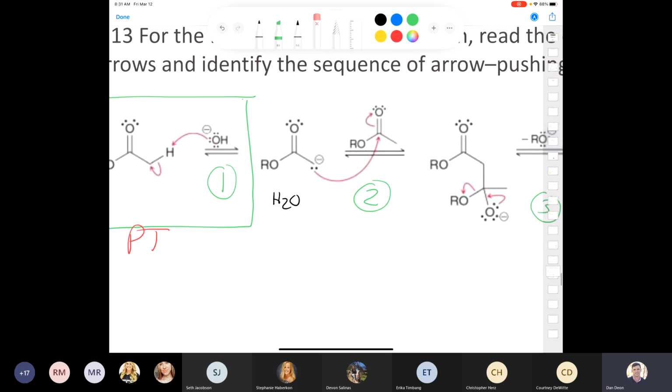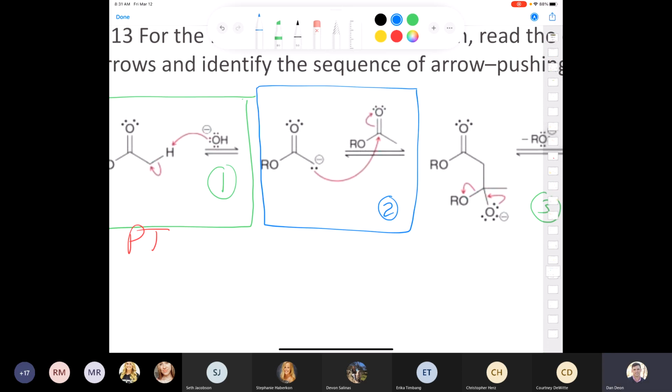If we move on to step number 2, so here's the second step. We have this carbanion right here, okay, and then we have 2 arrows. Could anybody tell me what's happening in this step? What does it look like? Yeah, this one's a nucleophilic attack, right? My carbanion is acting as a nucleophile. This carbon is my electrophile. It's partially positive, okay? So the nucleophile is attacking the electrophile.